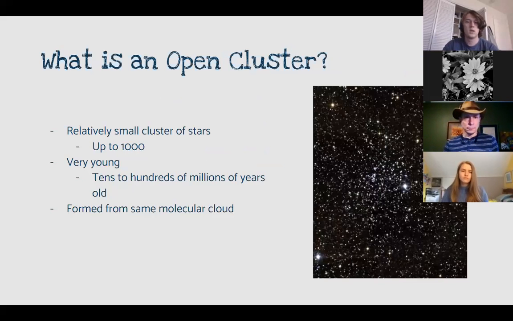And a little bit more background. M52 is an open cluster. And what is an open cluster? An open cluster is a relatively small cluster of stars, which can be up to about 1,000 stars. And they are very young, maybe tens to hundreds of millions of years old. Globular clusters are larger and a lot older, which Emma will be talking about later. And they are all formed from the same molecular cloud. So these stars were all born in the same sort of gas cloud, essentially.